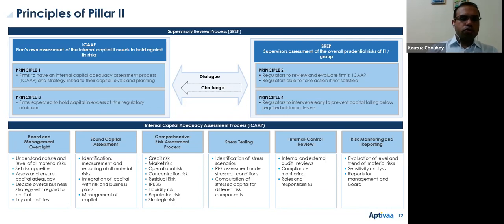Then, according to this, the policies are laid out. Policies become the guiding manuals or the guiding procedures for the rest of the process to be undertaken. The second principle is the sound capital assessment. This begins with the identification of all the risks that an organization is exposed to. So the organization first identifies all the risks that it is exposed to.